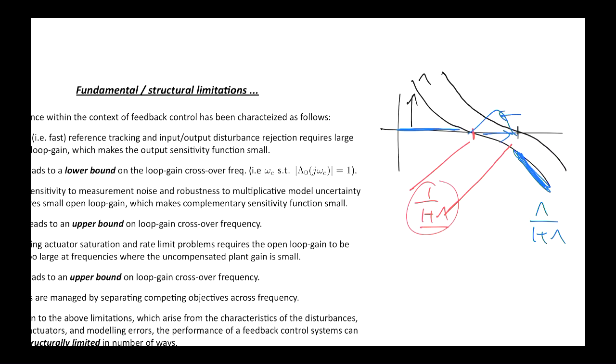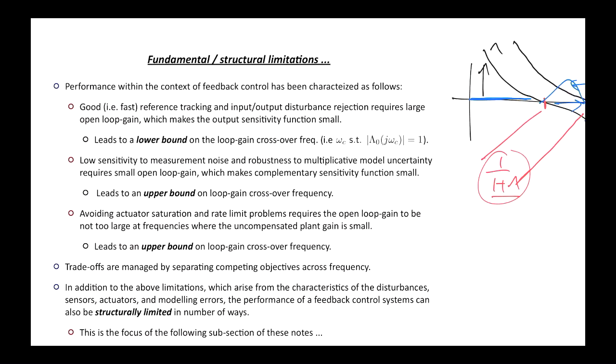Okay, so basically control design is about trading off competing objectives, and we manage those trade-offs by separating the competing objectives across frequency, right? So typically this stuff is low frequency, typically this stuff is high frequency.